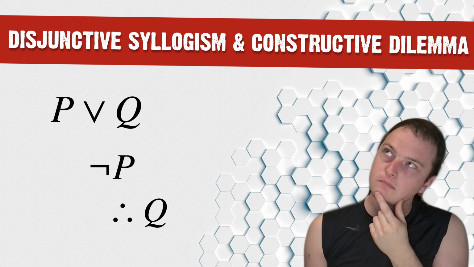Welcome back to Logical Thinking, and today we're going to talk about the last two types of valid deductive arguments, the disjunctive syllogism and the constructive dilemma. Don't be scared away by these long, fancy words. I'll walk you through what they mean and how they're helpful for doing proofs and constructing arguments.